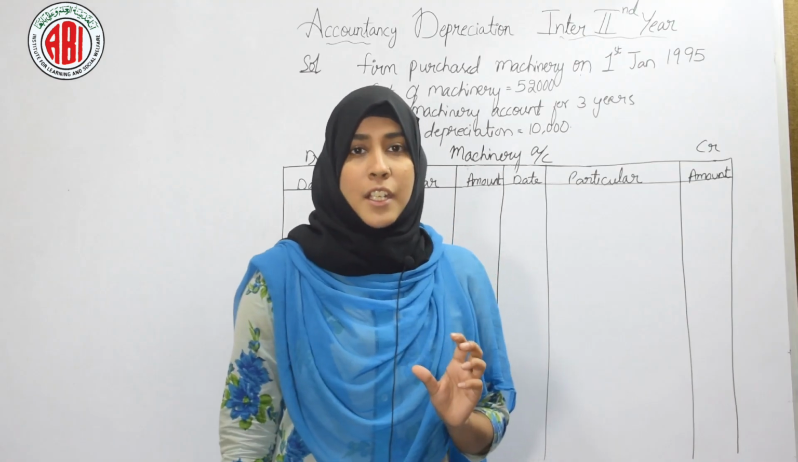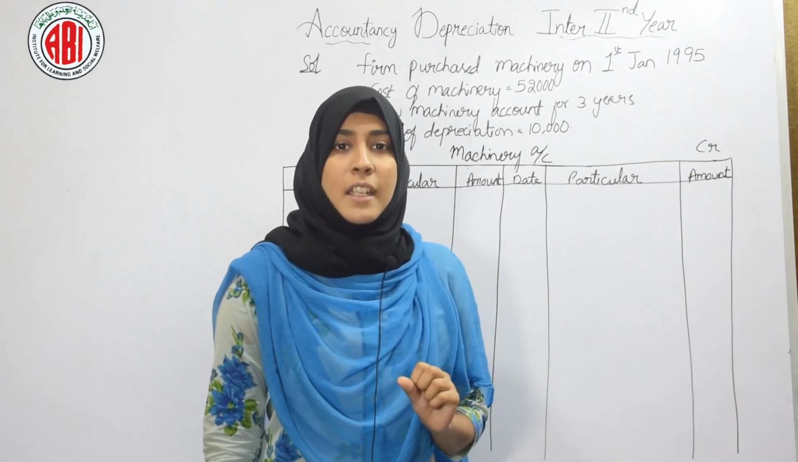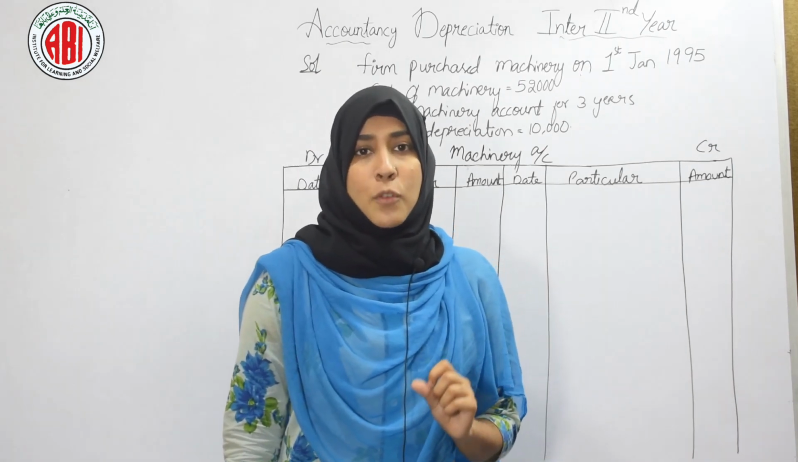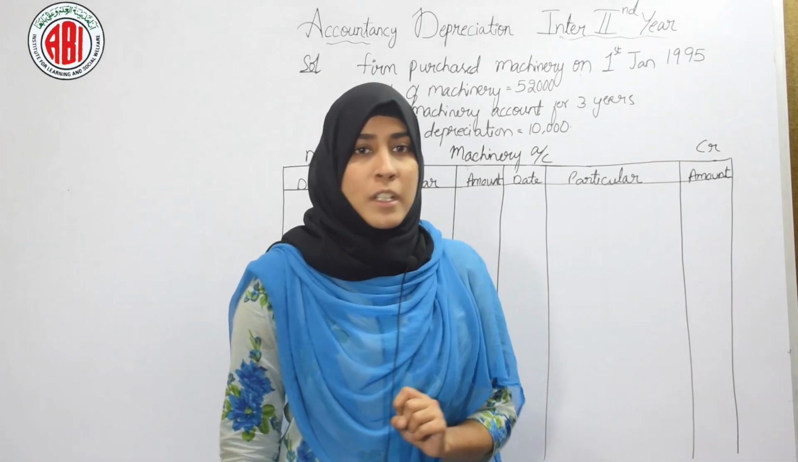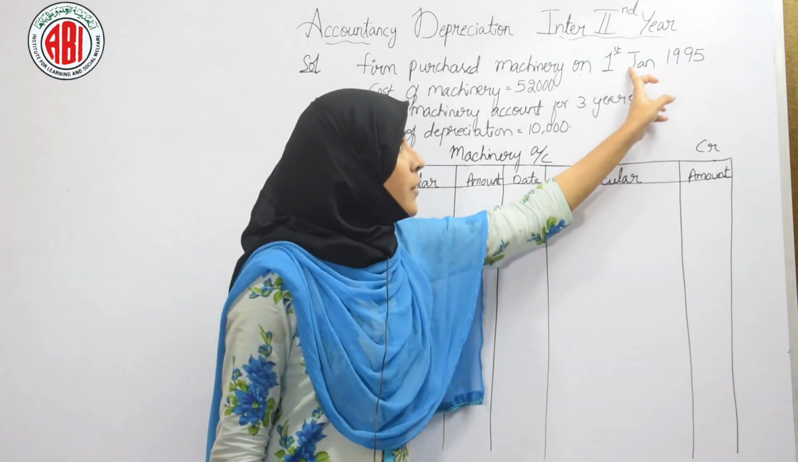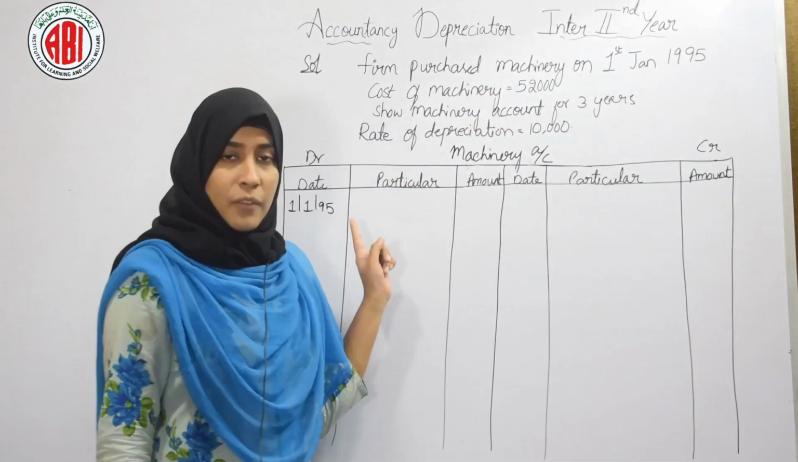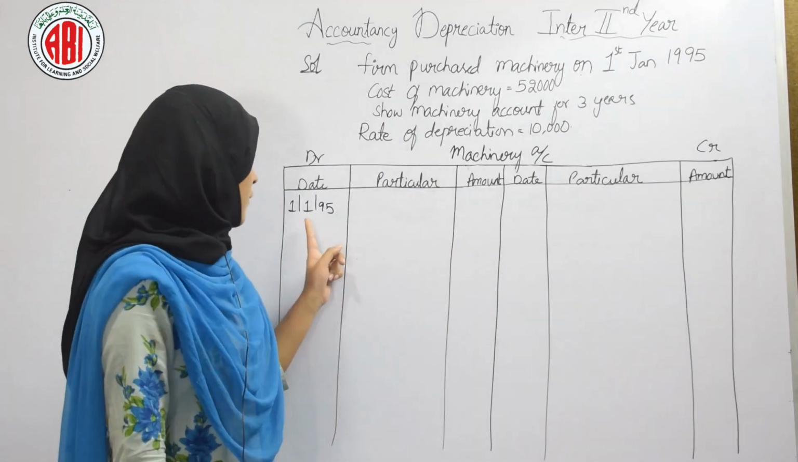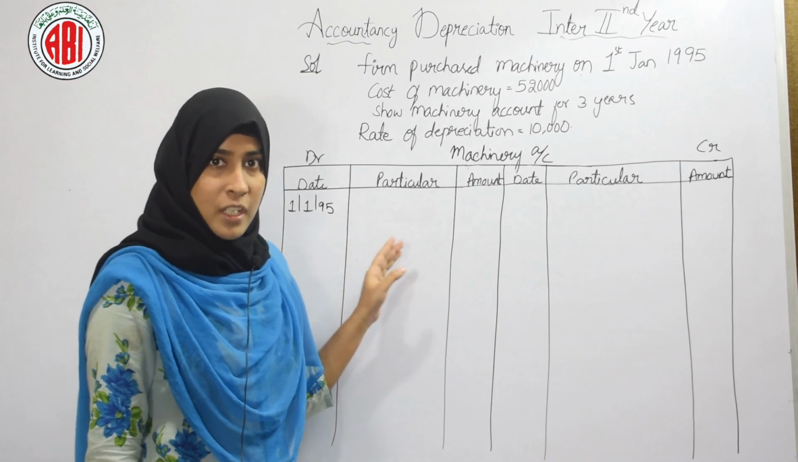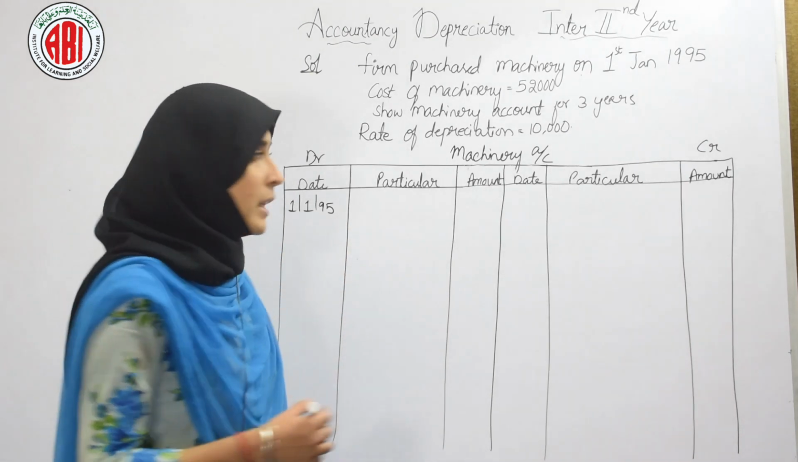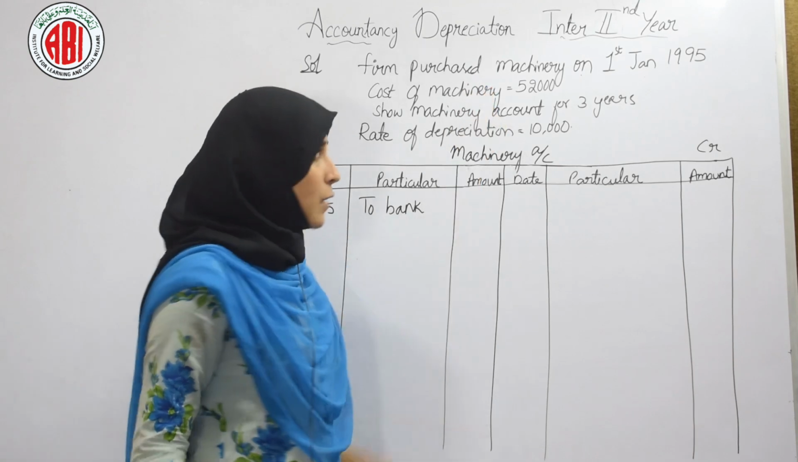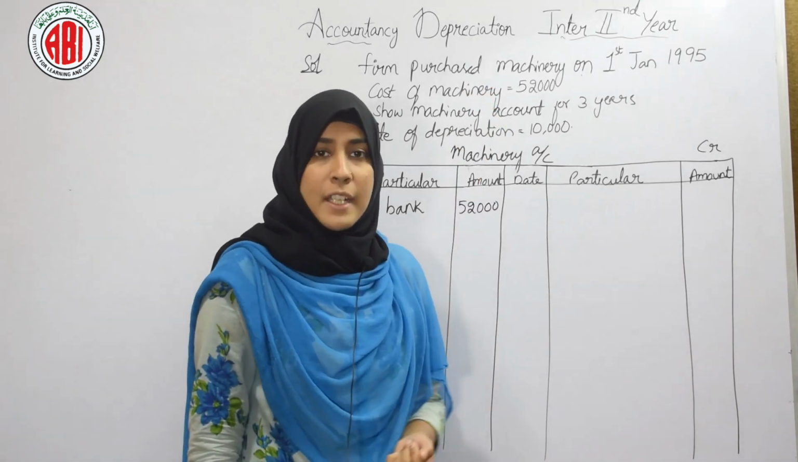Firm purchased machinery on 1st Jan 1995. So a firm has purchased a machinery here. The journal entry of any asset that has been purchased by the company will be asset account debited to bank account or cash account. Since we have purchased a machinery here on January 1st 1995, we will write the date here, 1st January 1995. We purchased the machinery. So our journal entry will be to bank. What is the cost of machinery? That is 52,000.